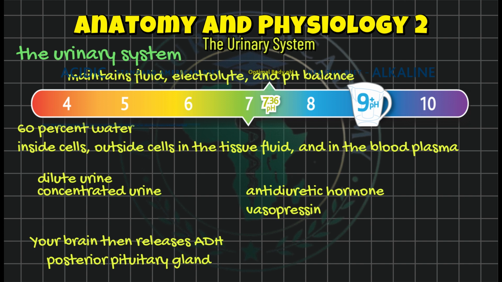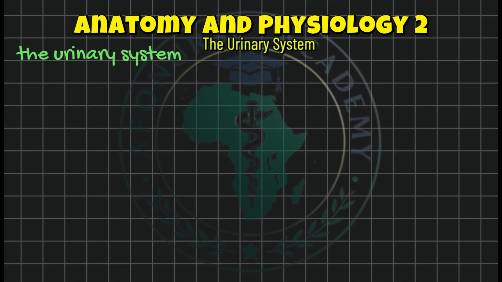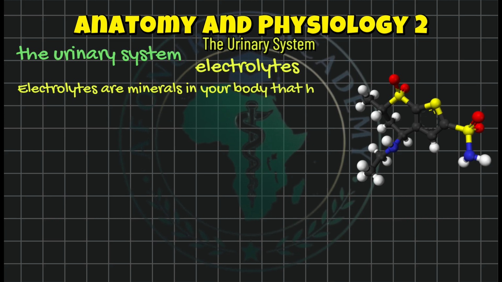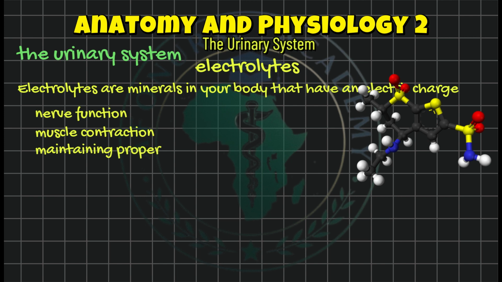On the flip side, when you drink a lot of water and your blood becomes too dilute, ADH secretion decreases. The collecting ducts become less permeable to water, less water is reabsorbed, and you produce a large amount of dilute urine. Now, let's talk about electrolytes. Electrolytes are minerals in your body that have an electric charge, and they're absolutely essential for nerve function, muscle contraction, maintaining proper hydration, and many other processes.